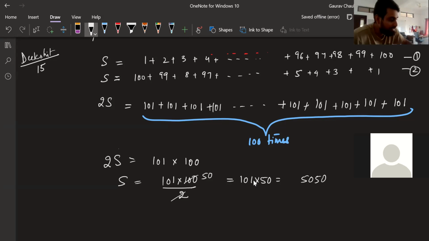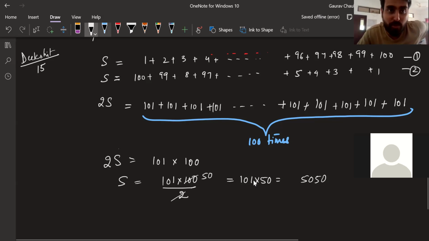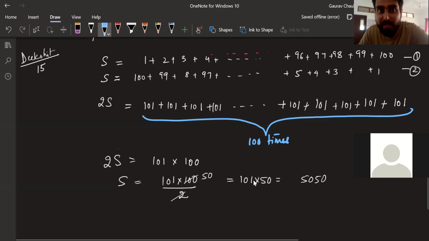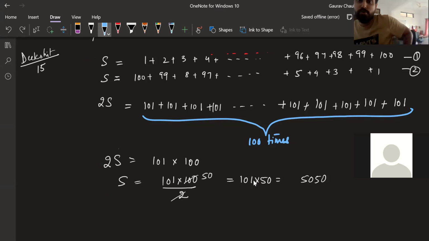That's basically the process which the great mathematician Gauss used. It's very similar to the process which the great mathematician Manisha used in our class today. But there are slight differences. Here, I will be able to generalize this process into any AP, and that's what I'm going to do now.